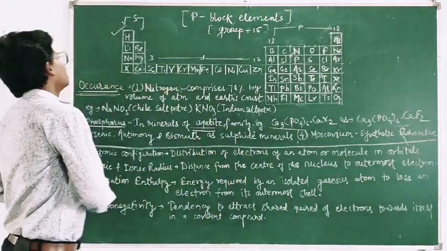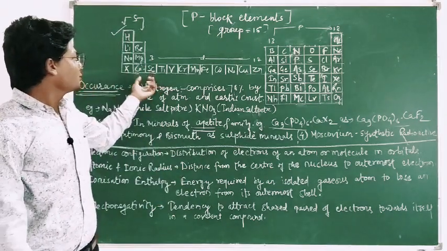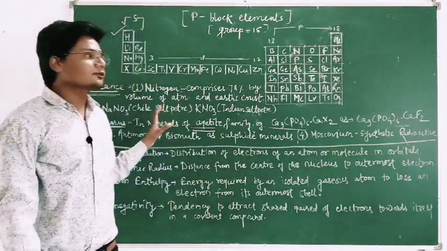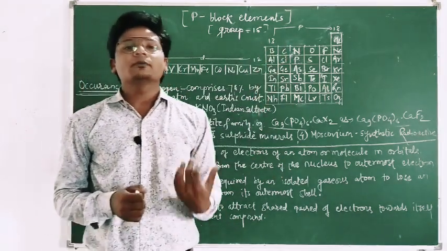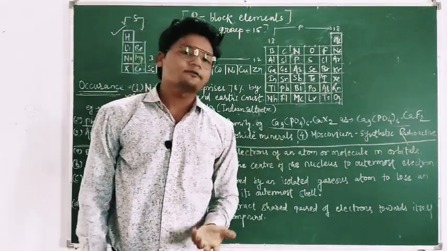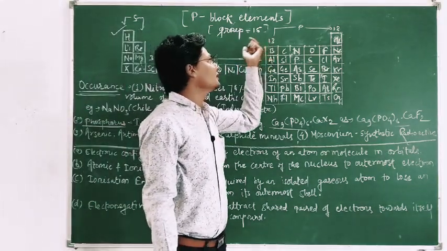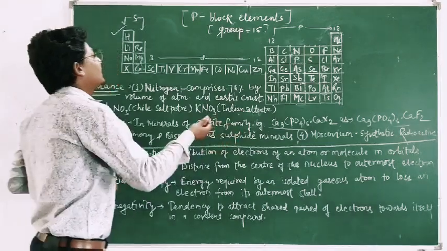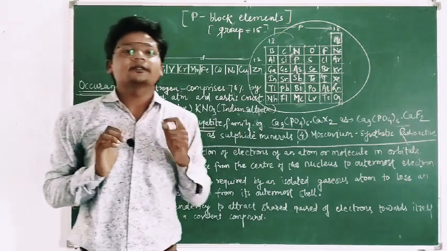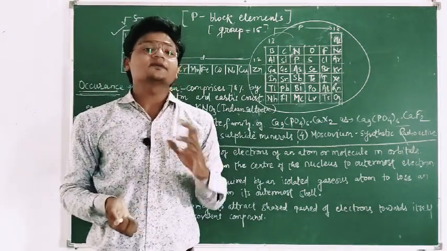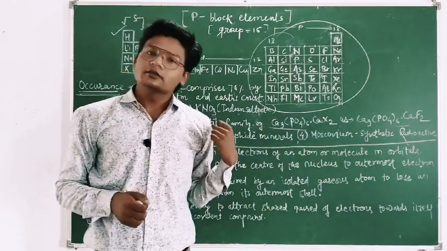So the first two groups are of the S block. Group 3rd to group 12 belongs to the D block, group 13 to group 18 belongs to the P block, and the rest belong to the F block. Now, when we talk about the P block, which is located from the 13th to 18th group, we will see that all these elements have one common thing: their last electron enters the P subshell. And when I say subshells, subshells are the places where electrons are located in a shell.